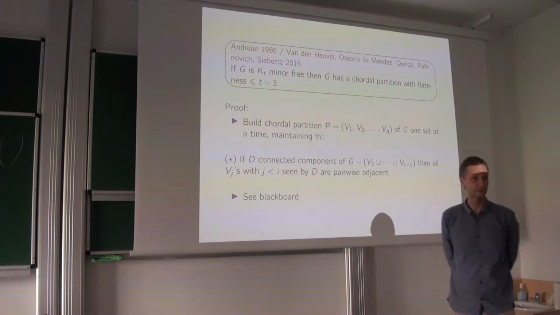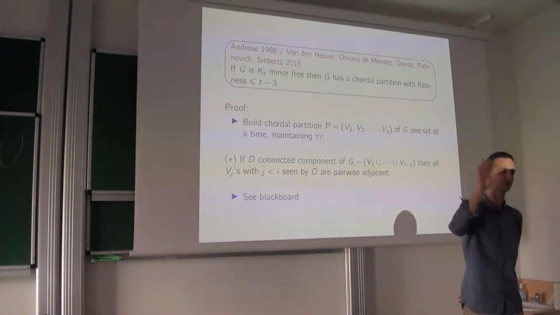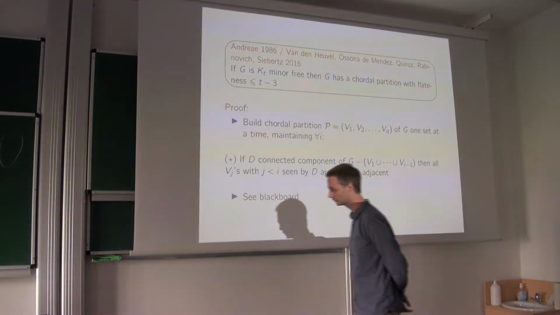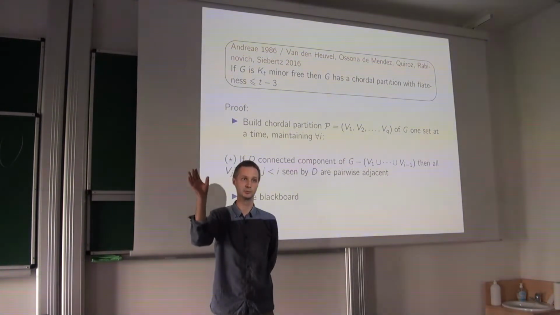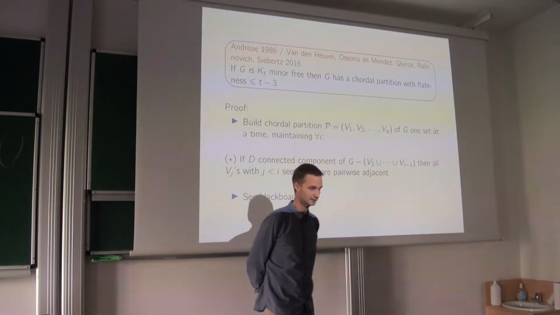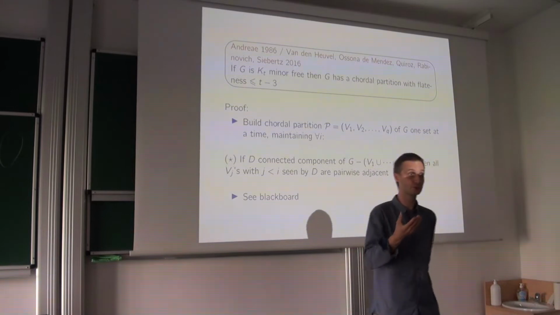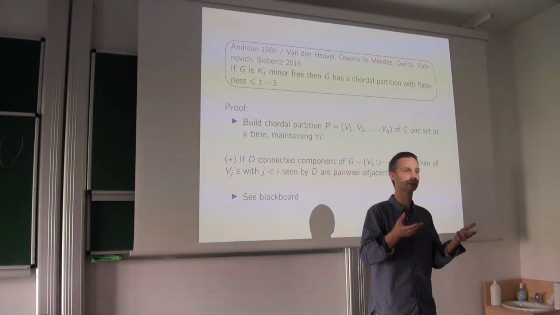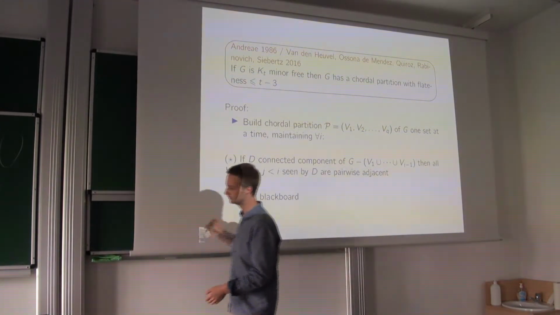We are going to build the chordal partition one set at a time, starting with V_1, V_2, V_3, etc. To initialize the proof, we just put an arbitrary vertex in V_1. That's fine, this is connected. There is not much to check. But we are going to maintain a stronger property at each step to make the induction go through. The stronger property we are going to maintain is this star property here.